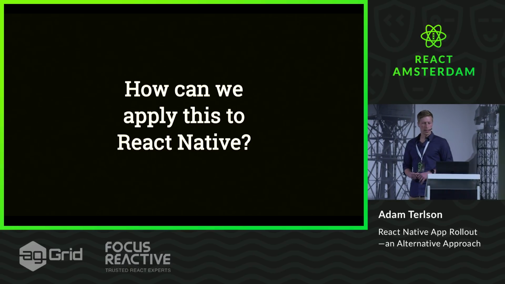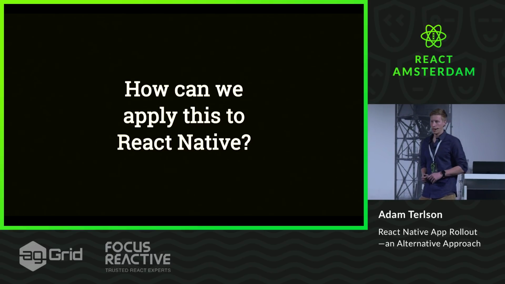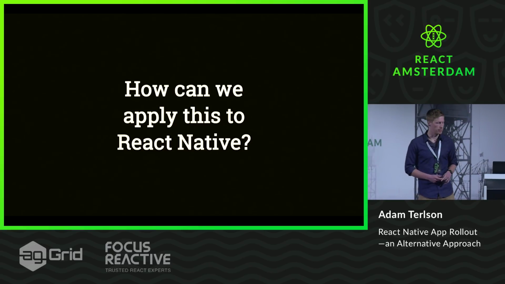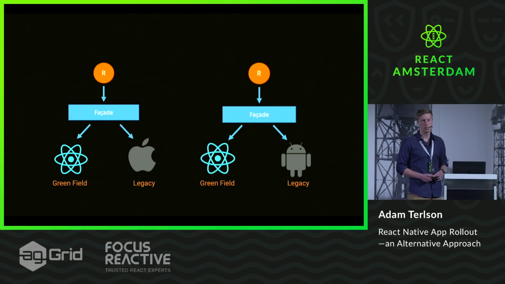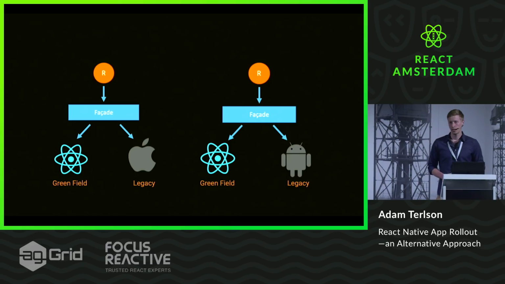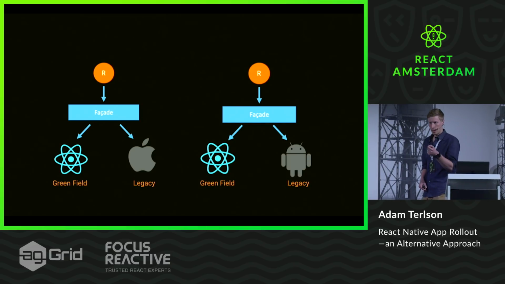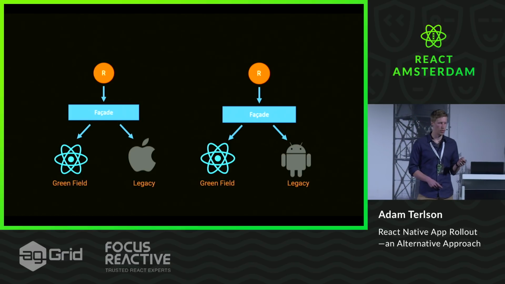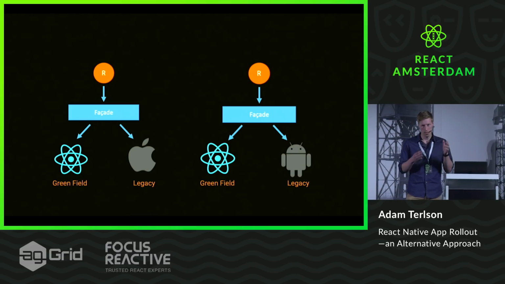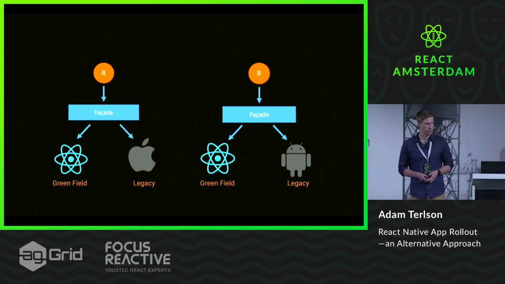So I'm 8 minutes into this talk, and so far I've only been talking about the web. So how do we apply this to React Native? Well, a direct translation of the diagrams that I showed previously might look something like this, where we need to find some sort of event in our system and pass it into a facade. Then that facade will direct that event either to our greenfield React Native project or to the legacy app. And then this picture repeats itself once for iOS and once for Android.